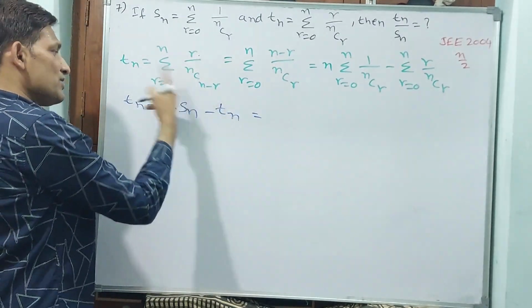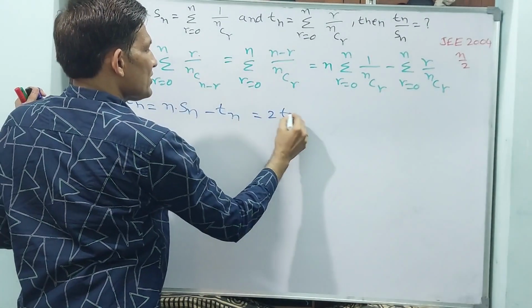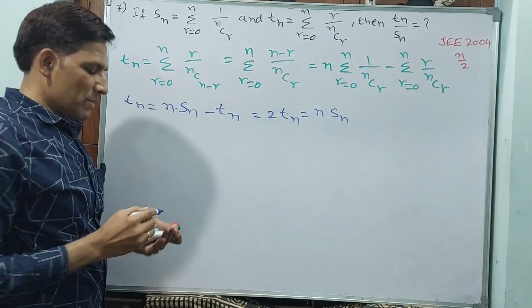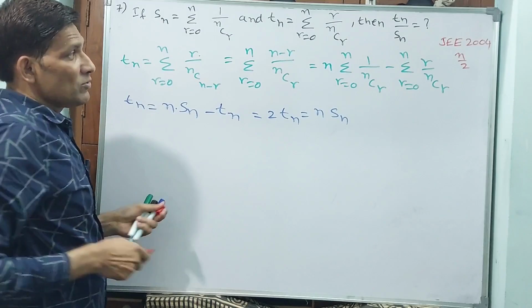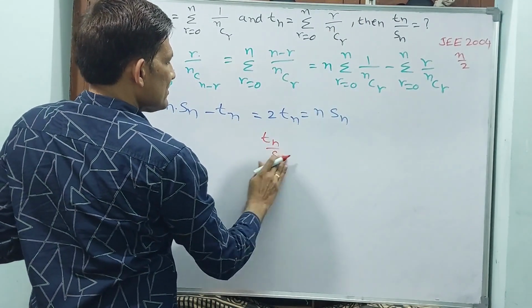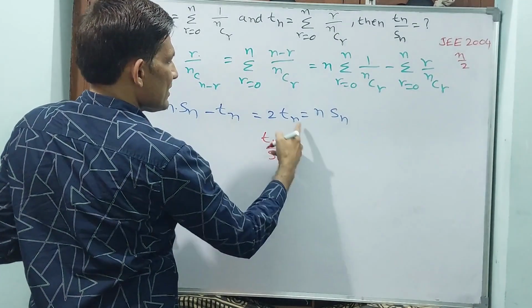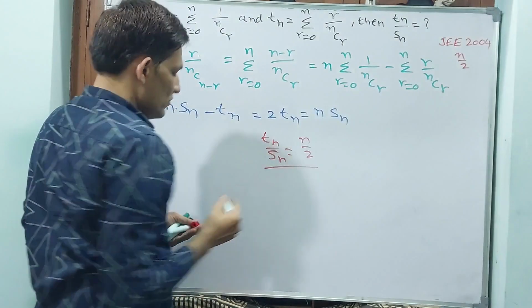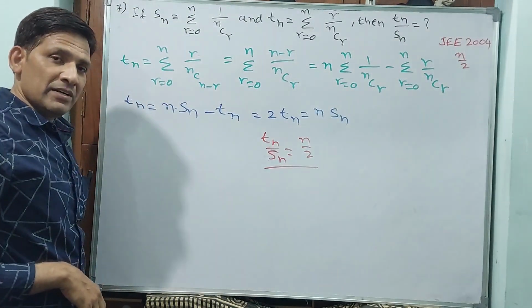That means minus Tn, if you send this side, 2Tn, 2 times Tn is equal to n into Sn. Okay. Now they are asking Tn by Sn. Sn you send this side, then automatically n by 2. 2 you send that side, n by 2 is your answer. Okay, let us go for the next question.